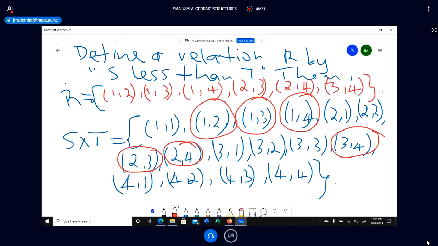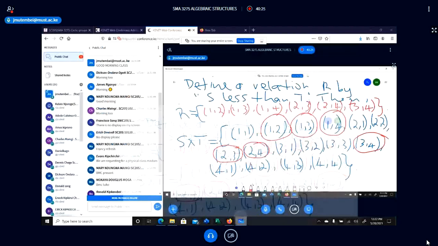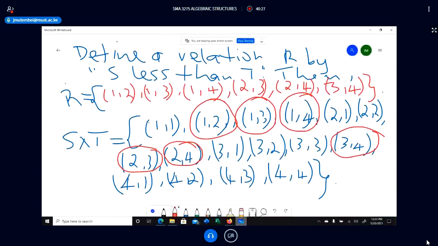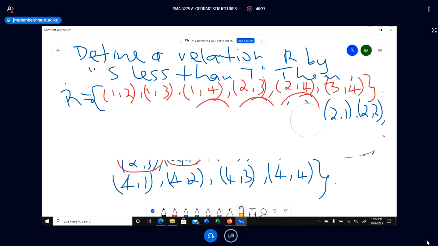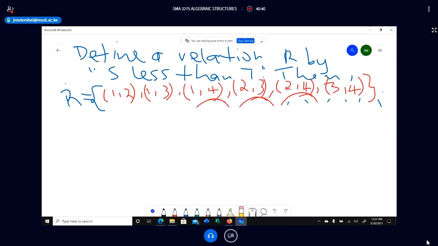So in this case now, I can make another remark here. Since we have obtained all the members of R from S, then we can conclude and say that indeed R is a subset of S.